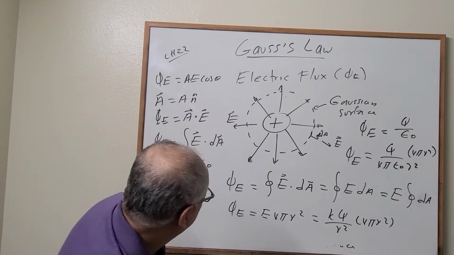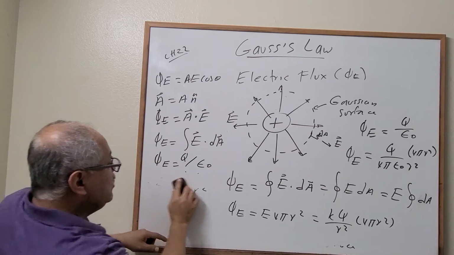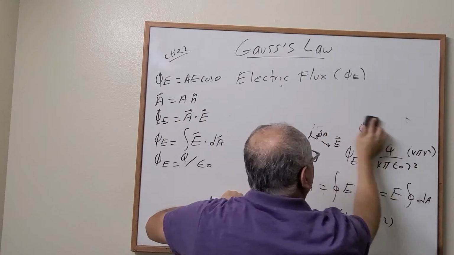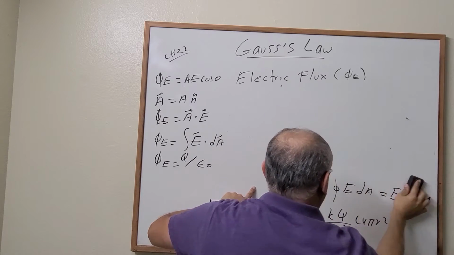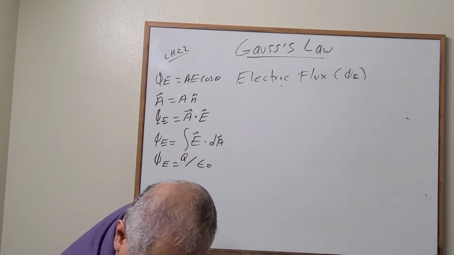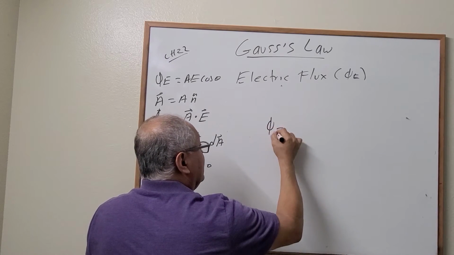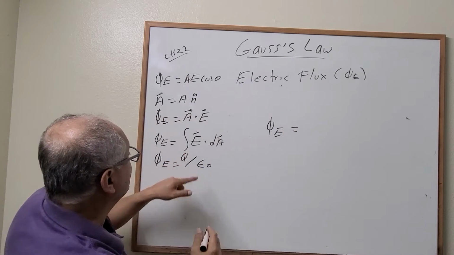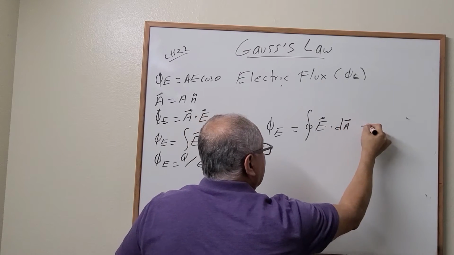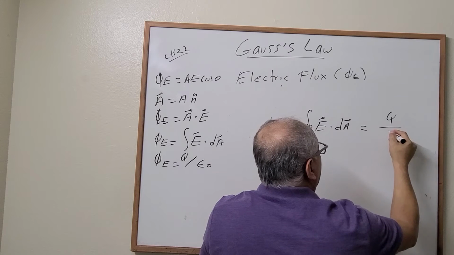Perfect. Now, when we relate this equation with this one, we create Gauss's law. Let's do it. So we have Gauss's law. When we combine these two, this electric flux, the closed surface integral of E dot dA, is equal to the charge divided by epsilon naught.